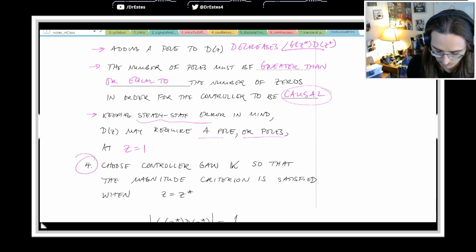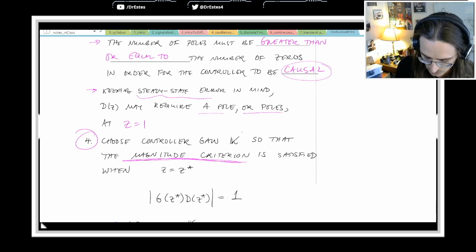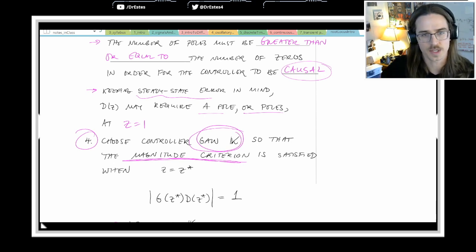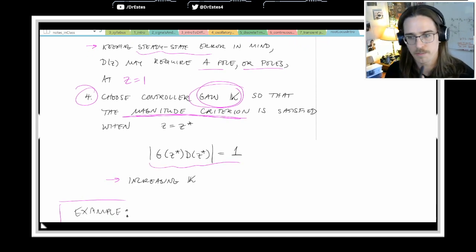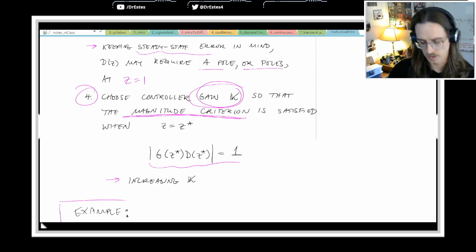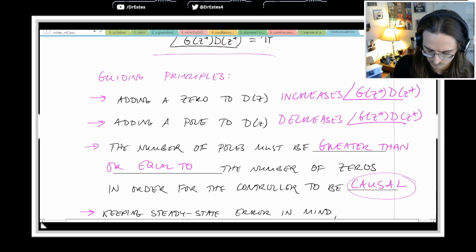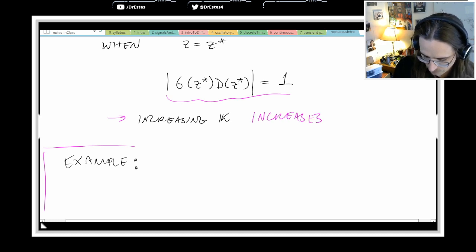But, okay, step 4. We still have the magnitude criterion. You have to choose, and this is where the controller gain comes in. We're going to choose the gain so that the magnitude criterion is satisfied. This is the magnitude criterion. You take the magnitude of the open loop transfer function, evaluate it at Z star, and it should be 1. So here's a guiding principle for that. This is a little more straightforward. Increasing the gain K increases your magnitude.